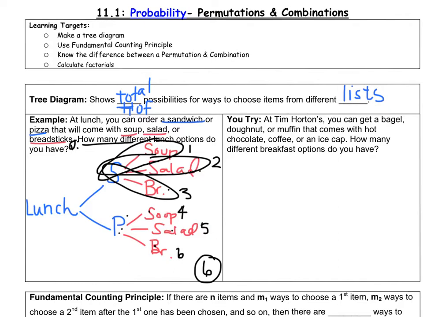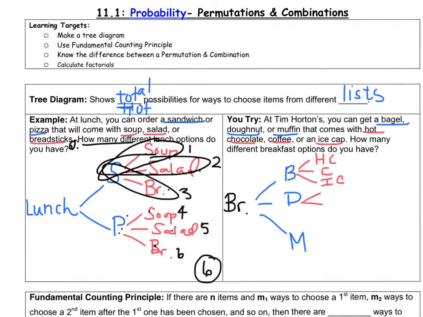Let's see the next example. You should start with having breakfast, and then let's check out what we can get to eat at Tim Hortons. A bagel, a donut, or a muffin. Now we choose something to drink. We can get hot chocolate, coffee, or an ice cap.